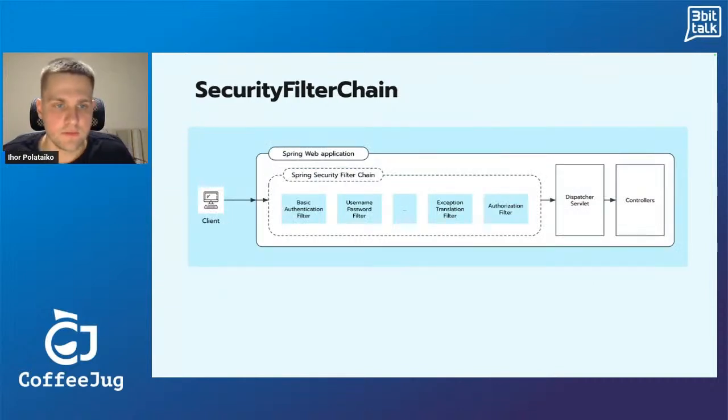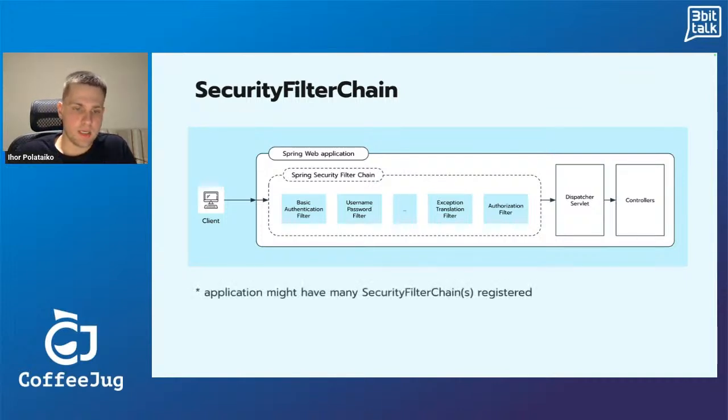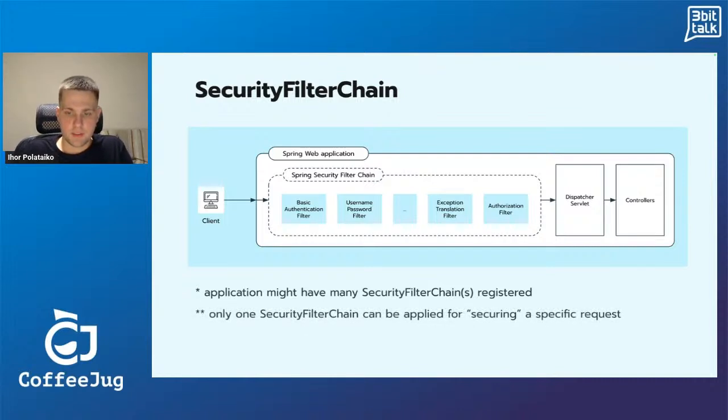Also, there is a notion of the Spring Security filter chain, and a filter chain bundles together all the filters which should be invoked in sequence, one after the other, for a specific security setup. An application might have many security filter chains registered, but only one security filter chain can be applied for securing a specific request, actually the first of them which matches this request. And we can specify the matcher for the request which will be matched by the security filter chain while we are configuring the security filter chain. And we will see it in more detail later in this talk.